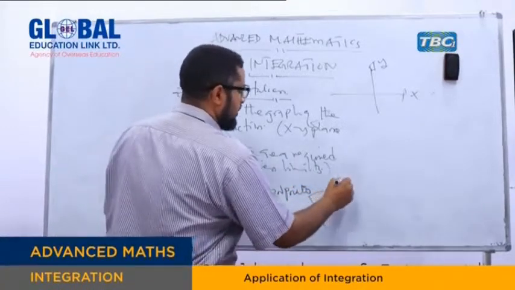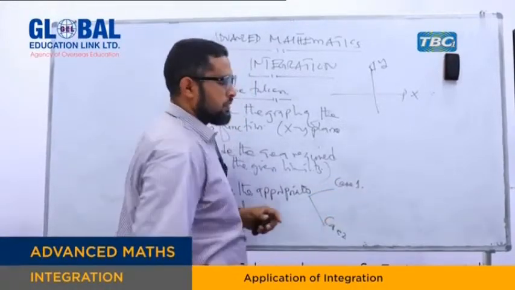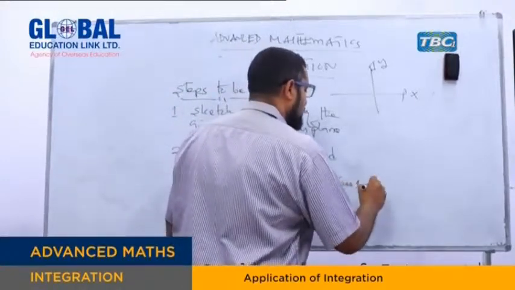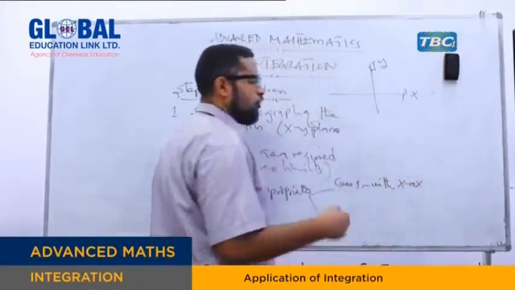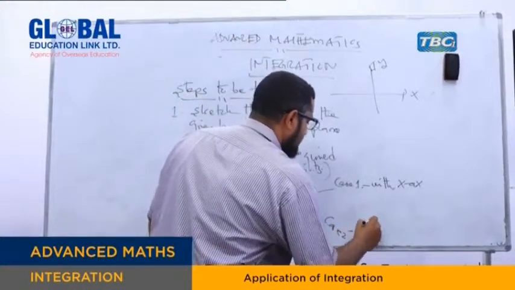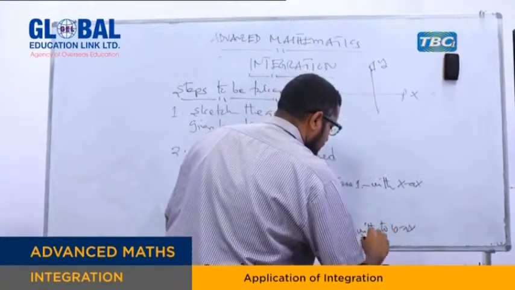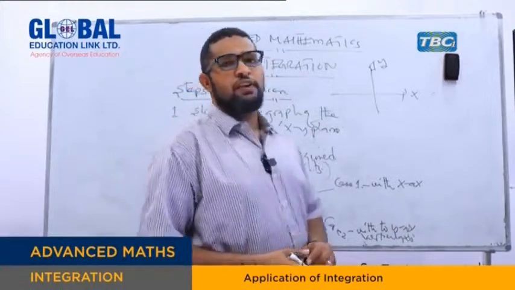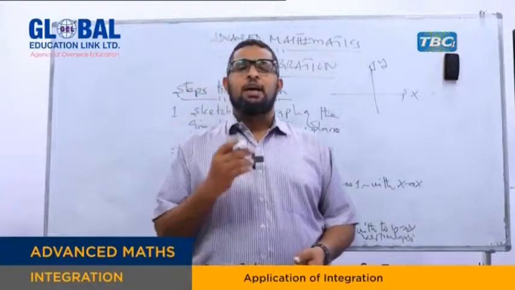Is it case one or case number two? Remember, when I say case one, it is when the curve is drawn with respect to the X axis or horizontal axis. Case two is when it's drawn with respect to the Y axis or vertical axis. So those are the key steps that you're supposed to undertake when you are finding area under a curve.